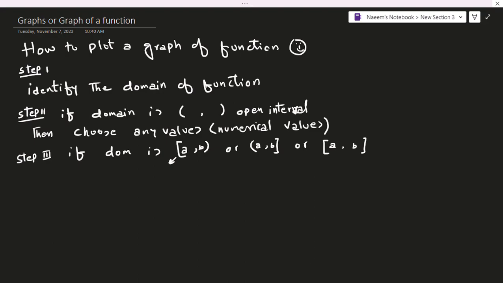Then choose this value A and move towards B by taking some values from this interval. If B is closed, then include this B in your interested values from interval A towards B till B, and B must be included.